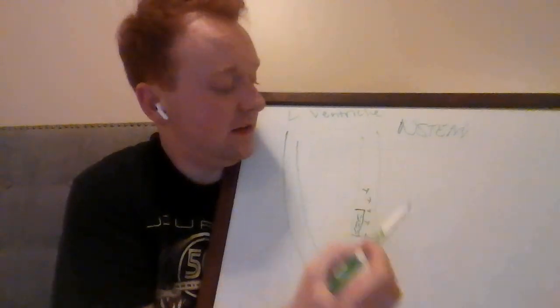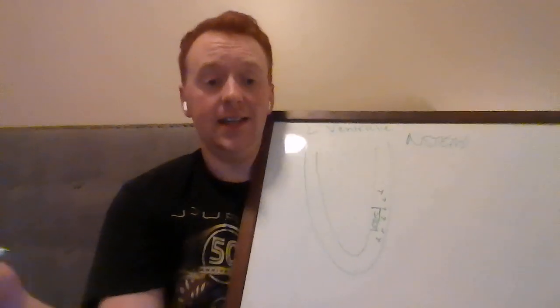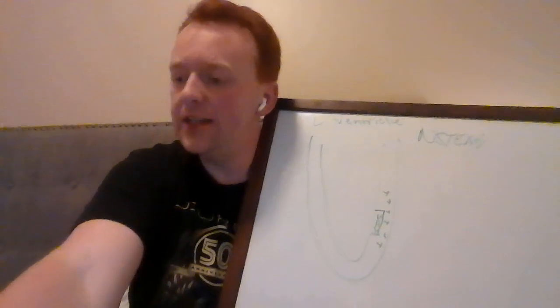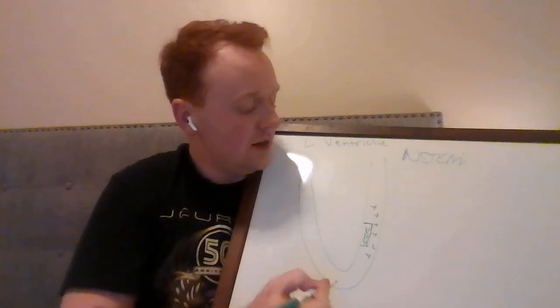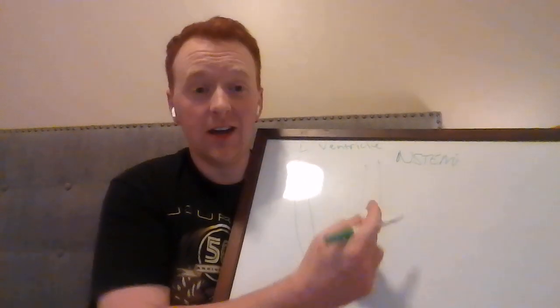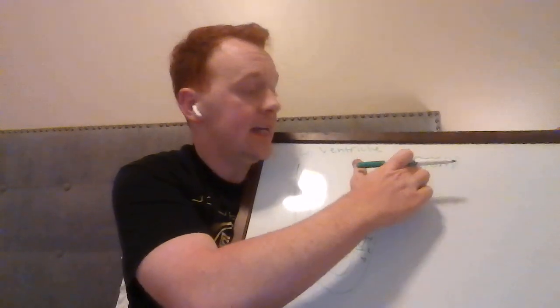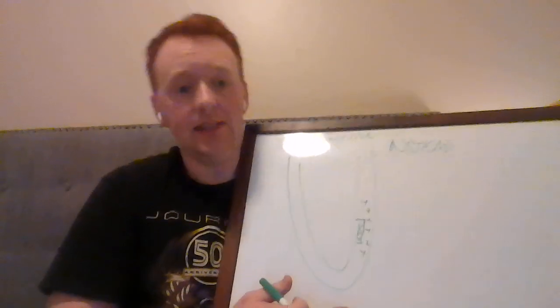NSTEMI. The ST stands for just the ST in the ECG tracing. And so when it's trying to repolarize, it's going to cause an error in between the S and the T wave in the ECG tracing. And so the ECG tracing is probably going to look a lot like this during NSTEMI. So maybe we can draw an ECG strip here.